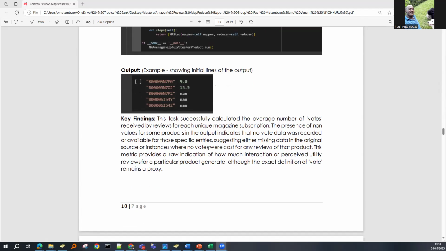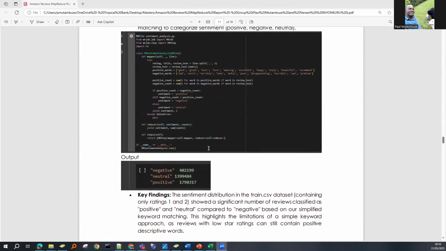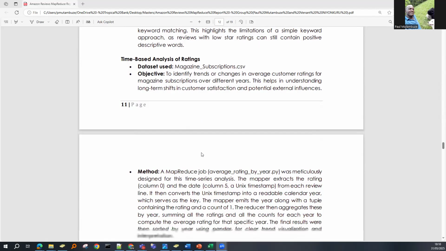Of course, this task successfully calculated the average number of votes received by the reviews for each unique magazine subscription. Then we moved on to sentiment analysis, where we used the trained data set, like I mentioned earlier in the introduction, and we were able to get this output for the negative, neutral, and positive sentiments.